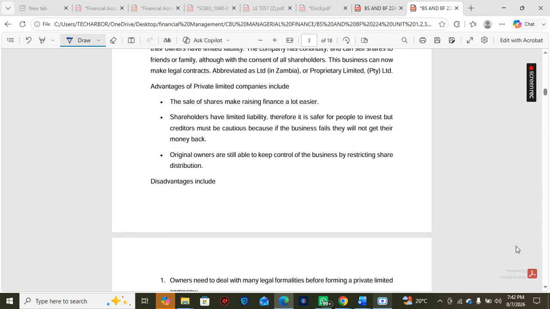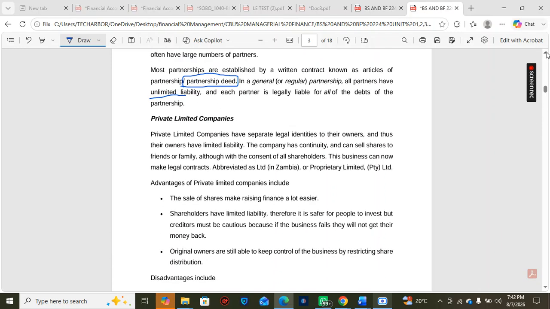Next, you have private limited companies. So here is where the idea of limited liability comes in. In a private limited company, the business is separate from the owners. This private limited company becomes an entity on its own.